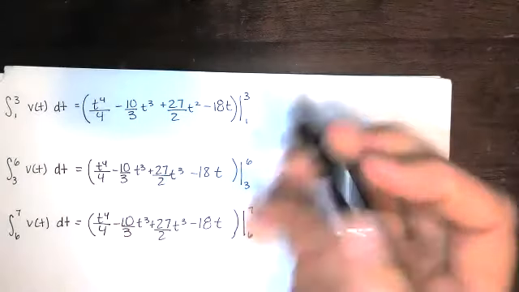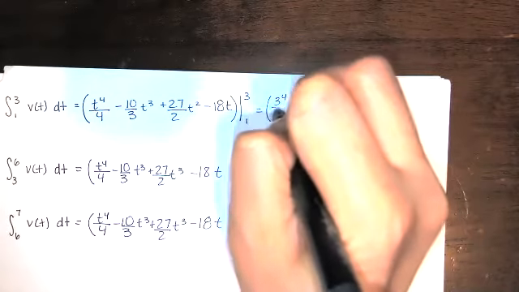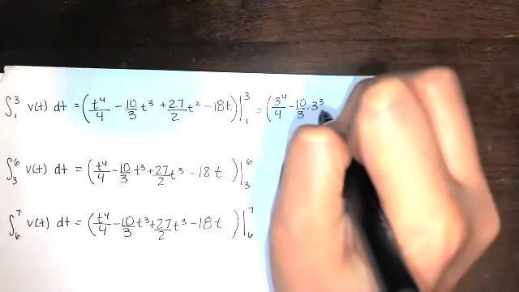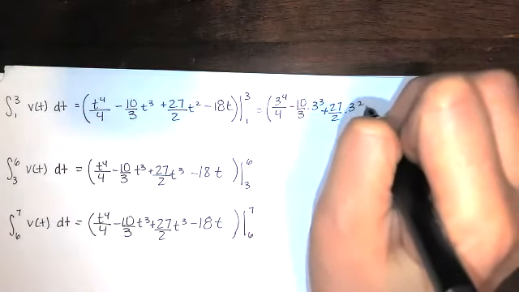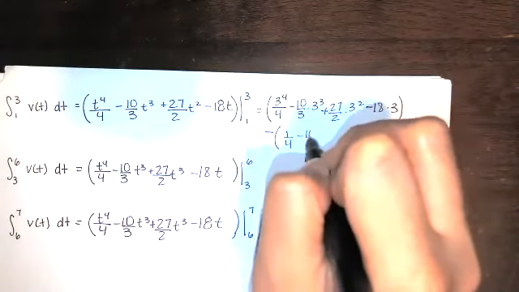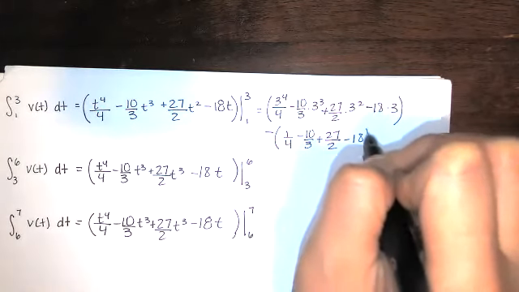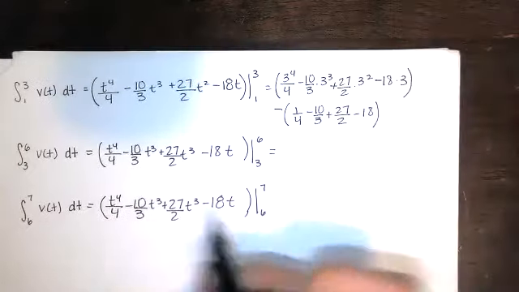All right, when we plug in 3, let's see what we get. We have 3 to the 4th over 4 minus 10 over 3 times 3 cubed plus 27 over 2 times 3 squared minus 18 times 3. And then we evaluate this at 1. So we get 1/4 minus 10/3 plus 27 over 2 minus 18. We're going to get a number. Figure out what that number is in just a second.